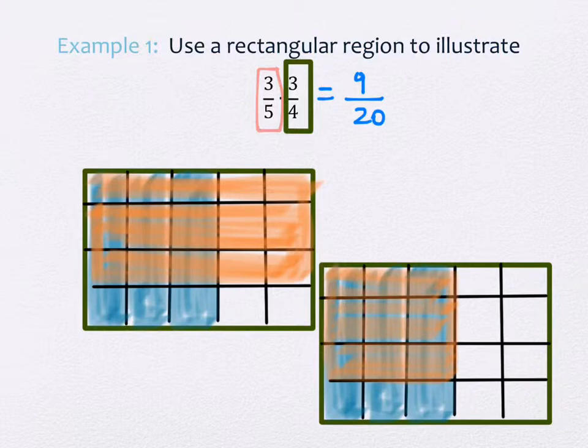On the second diagram, the way we were thinking about it was that we only have those blue pieces left. That's only 3/5 of whatever we had originally. Then we shaded 3 out of 4 of those pieces, and we ended up with 9 out of the original 20.